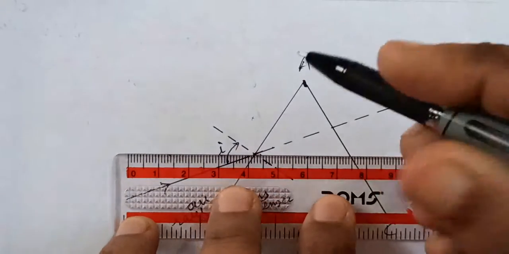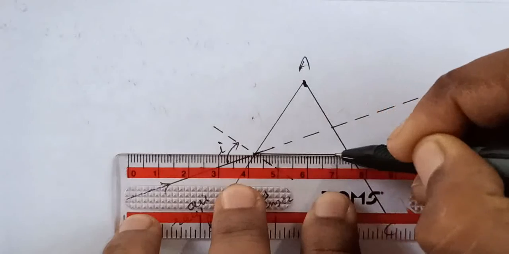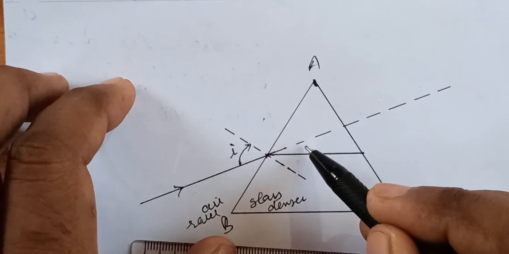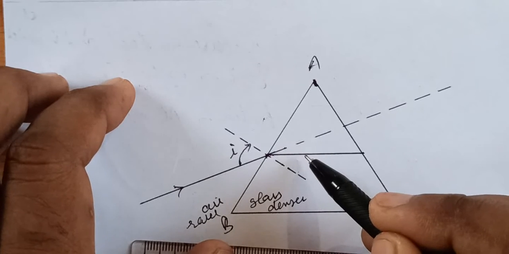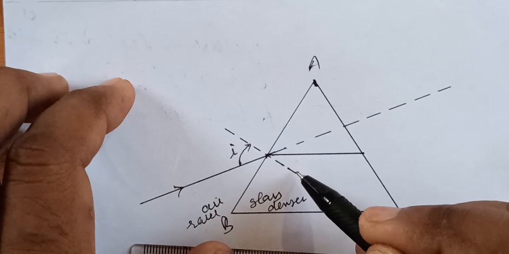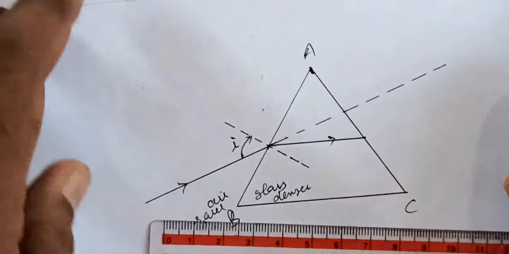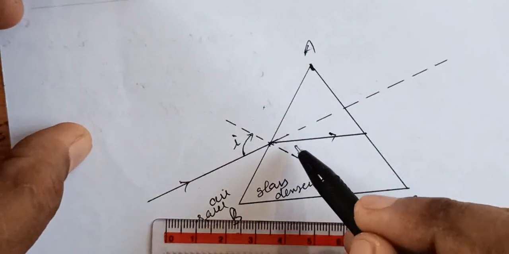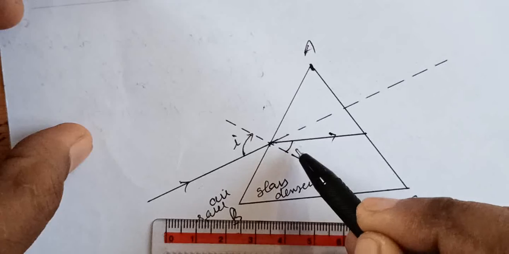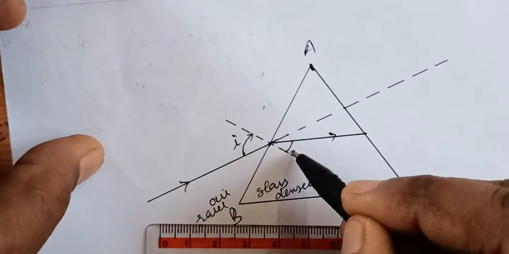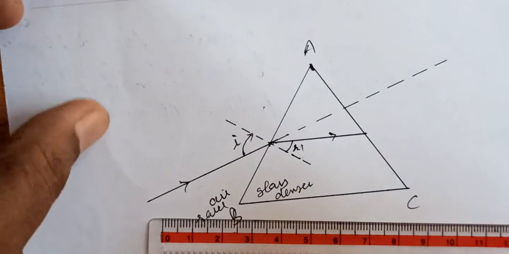See, it bends downward. It bends from this line down towards the normal. The normal inside is this one. Right? So this is the ray which is inside the glass. It is the refracted ray, and the angle which the refracted ray makes with the normal is R1. In your book also they are showing R1 here.